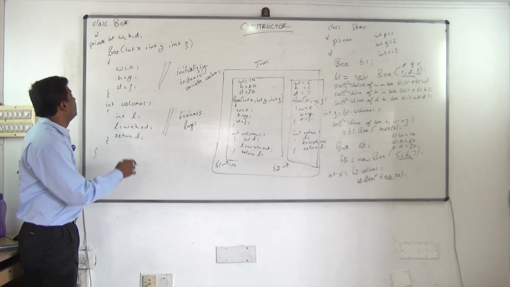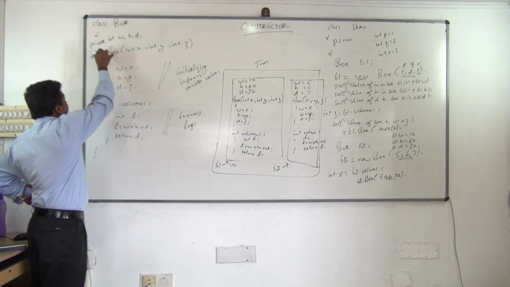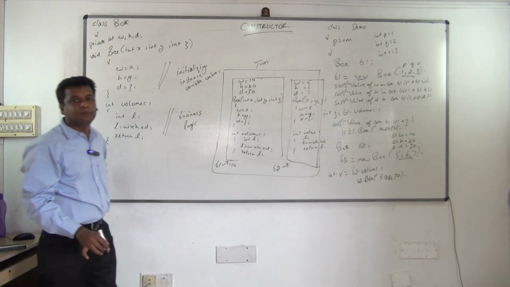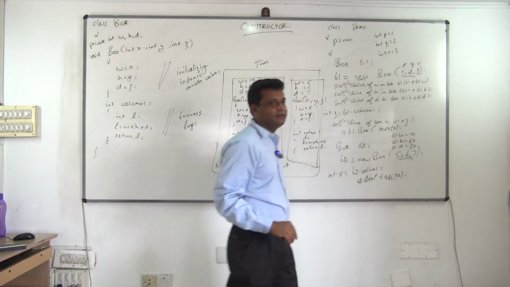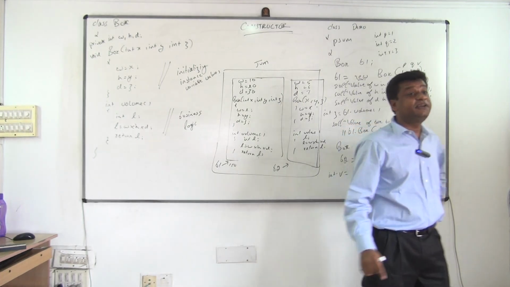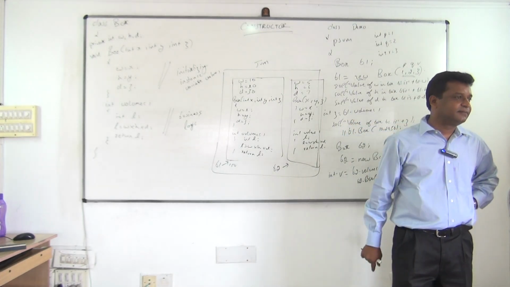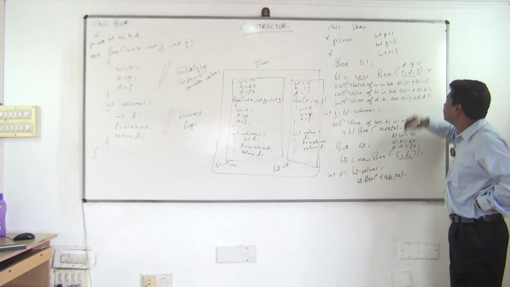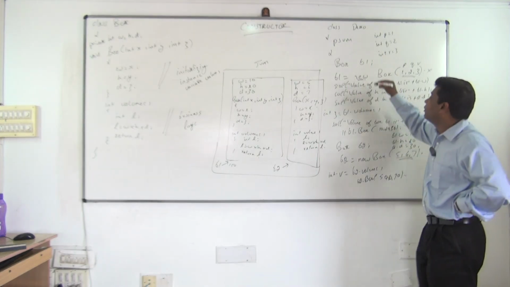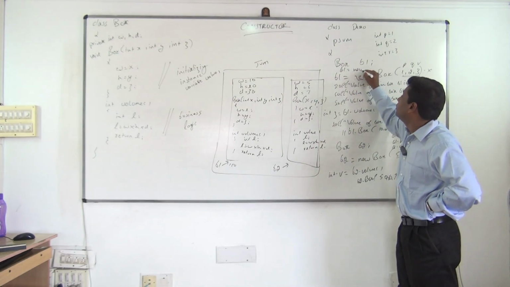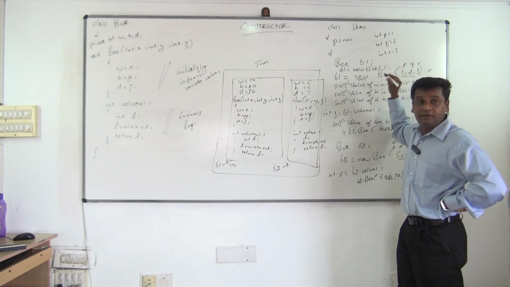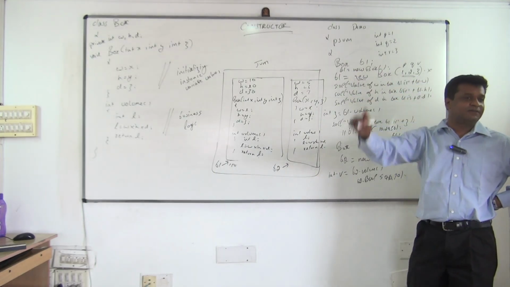Fine. Next, what if I write a return type like this? Because you are not returning anything here now, this is not treated as a constructor. It is treated as a method. Now this statement will go wrong. So how will you create the object? b1 is equal to new box, and then call b1.box.